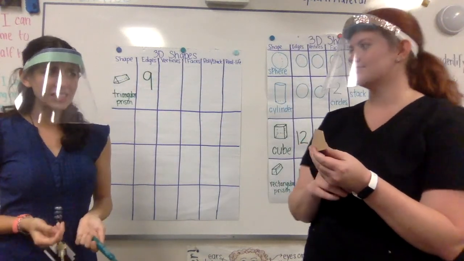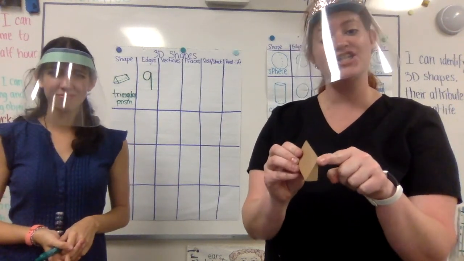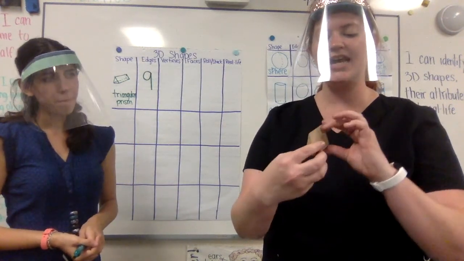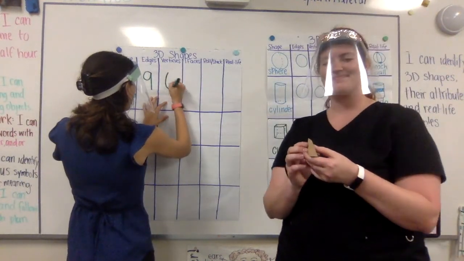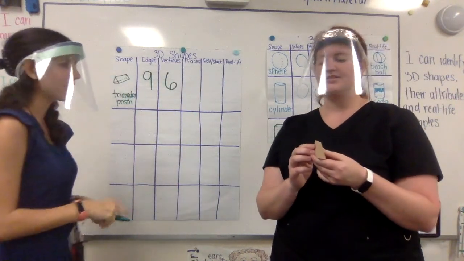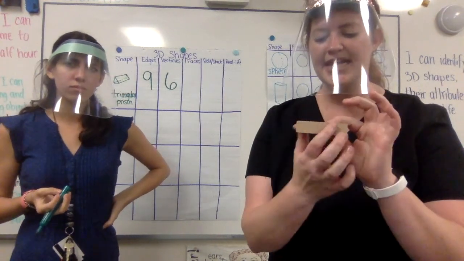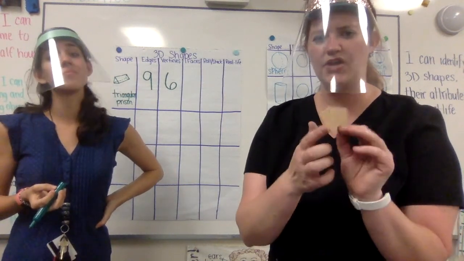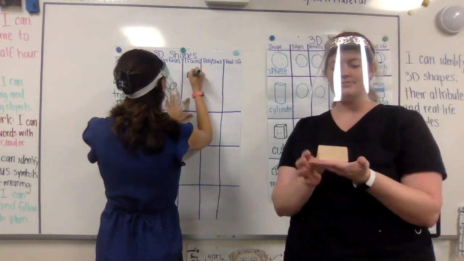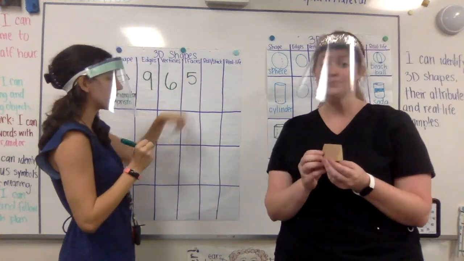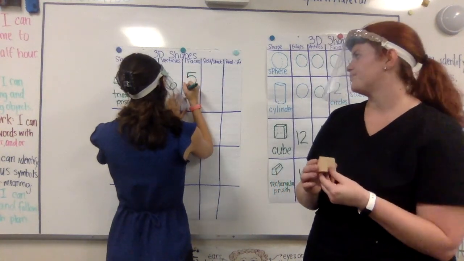Well, then how many vertices would it have? I remember that the vertices are the points where multiple edges come together. I have 3 on this side and 3 on this side, which means, Miss Lesko, I have 6 vertices. Oh, so 9 edges, 6 vertices. Well, what about our faces, Miss Lynn? Well, I see here's a rectangular face, rectangular face, and then some triangle faces. Well, Miss Lestigo, that's 5 faces. 5 faces. And the 2D shapes that these faces are made of is rectangles and triangles for that triangular prism.